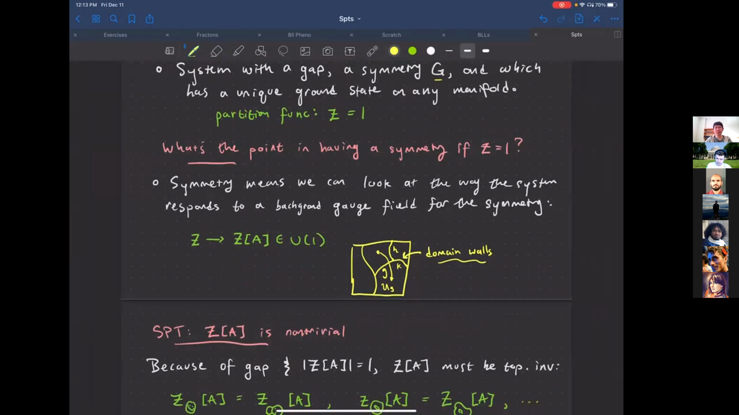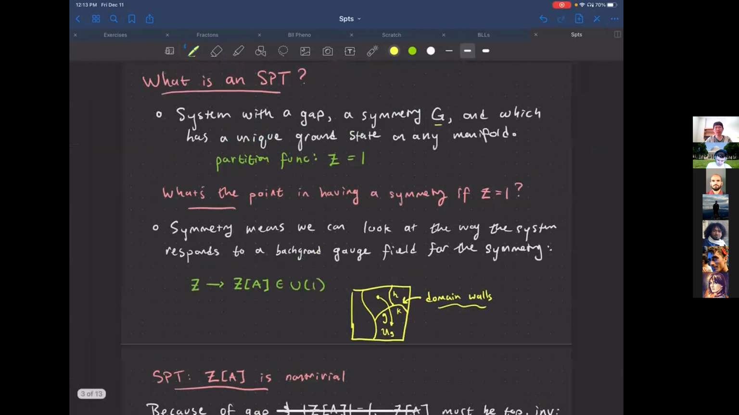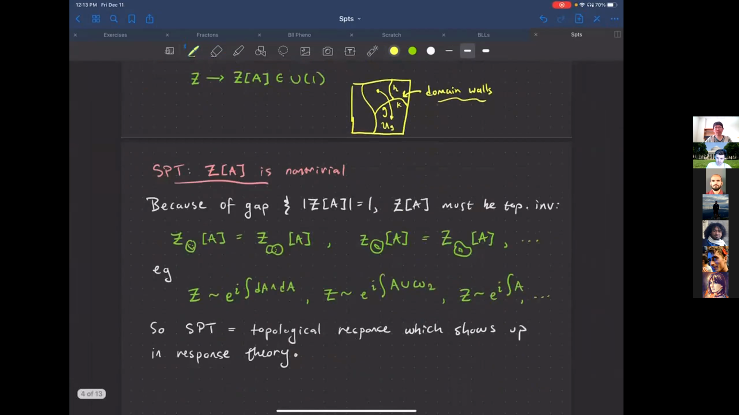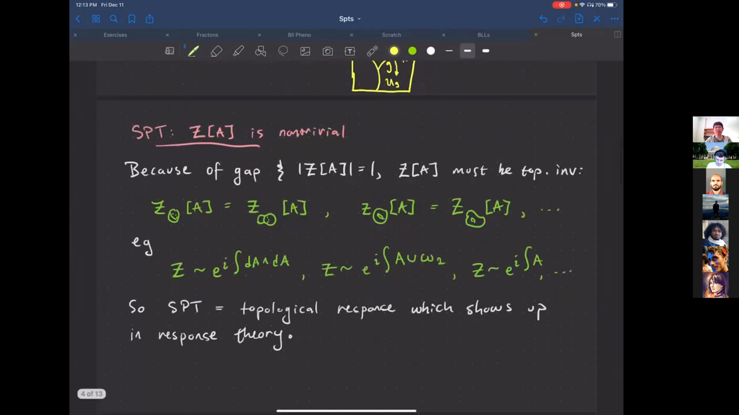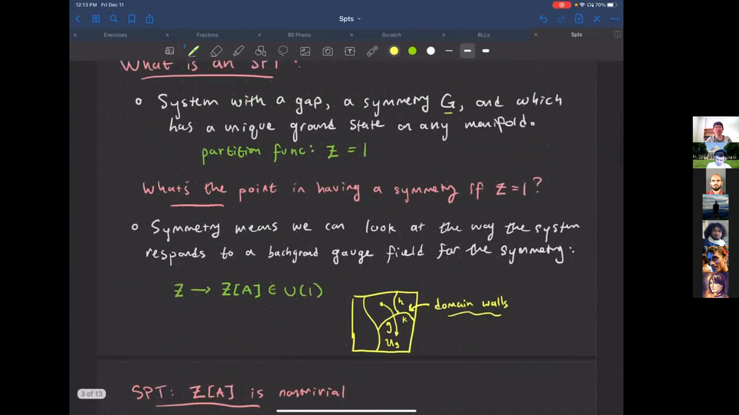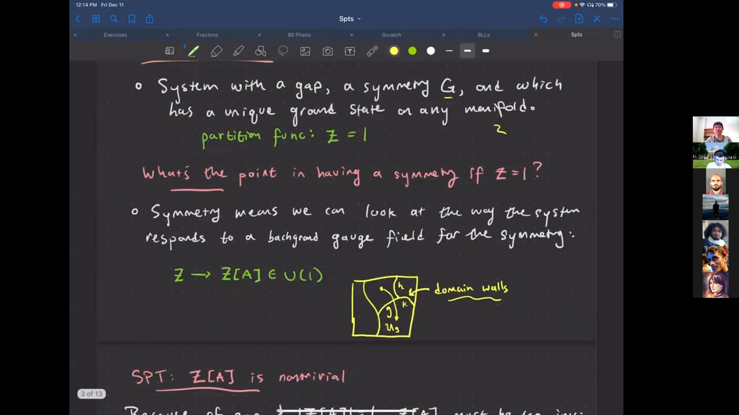Okay, I think that's all I want to say about this. We're going to get to some examples in a sec to see how you can actually couple a gauge field to something that seems this trivial and still get something interesting out. But for now, I'm just going to talk about general things.